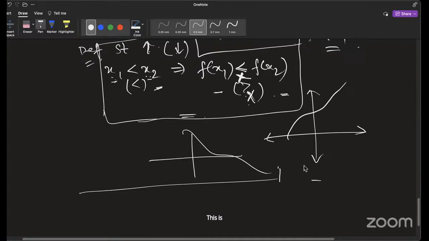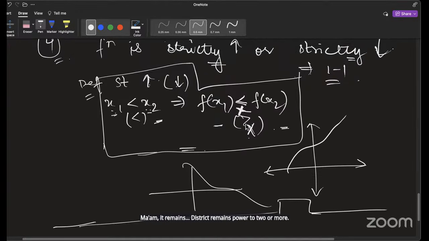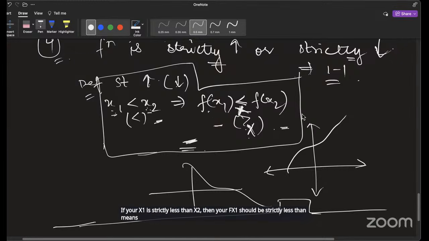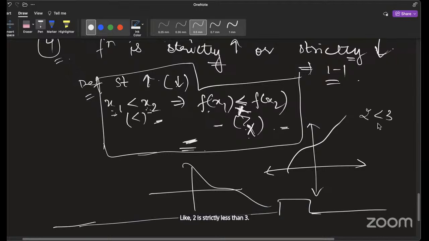This is one thing. For example, your linear equations are one example of it. Then your cubic, x cube. Strictly means power of 2 or more. Strictly means this thing. This is the definition. If your x1 is strictly less than x2, then your f(x1) should be strictly less than f(x2). Strictly less than means not equal to. Like 2 is strictly less than 3 because it can never be equal to 3.